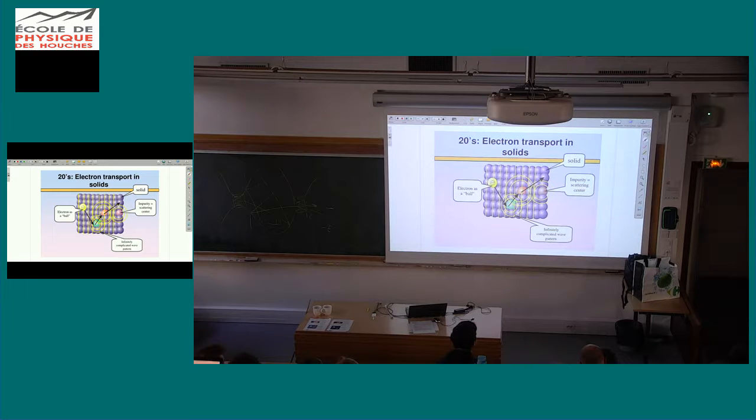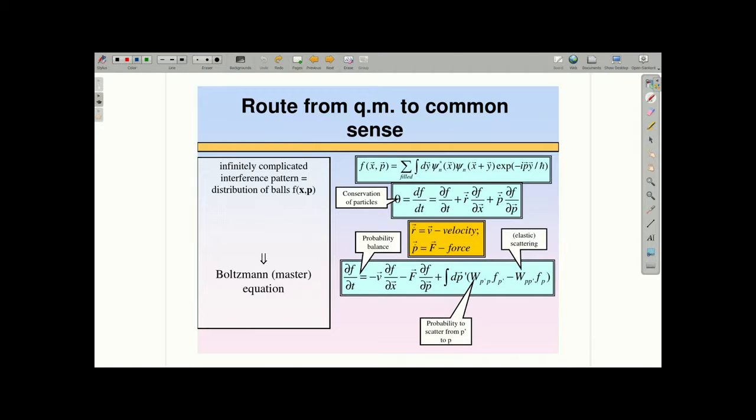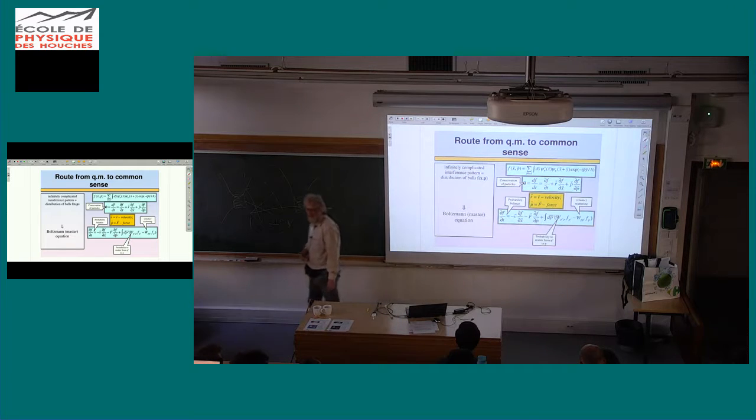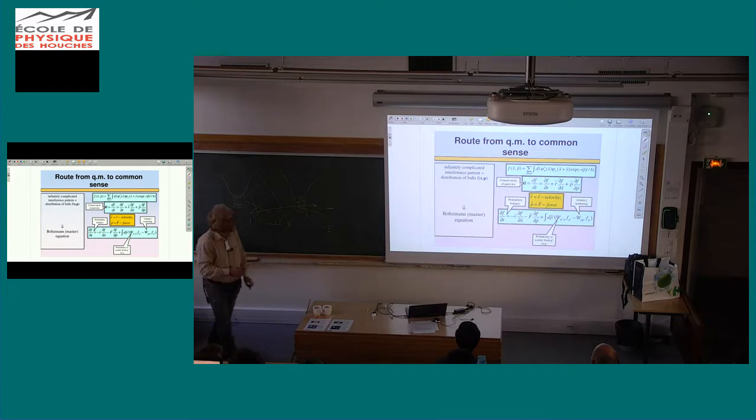Well, fortunately, people were smart at the time. And they said, well, forget about the waves. Let's consider an electron as a ball. It just flies through space. It comes to an impurity. It experiences random scattering. It gets farther away. And that would be a proper description, right? Let me go through some mathematical details and steps of this description, right? So how we can go from quantum mechanical description of transport to common sense about electricity.